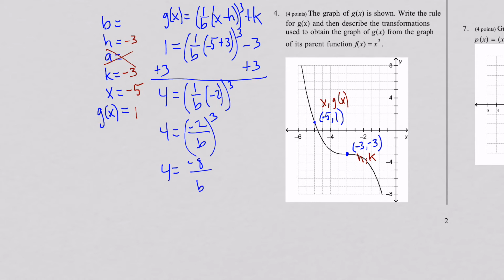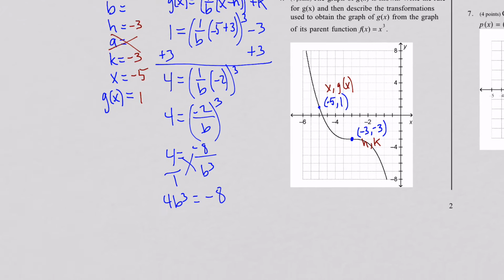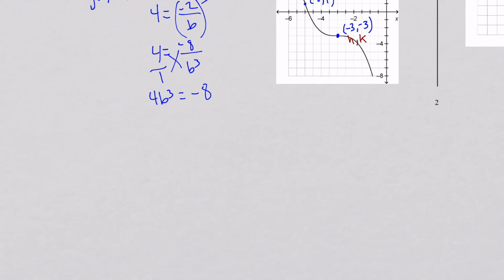And B cubed is B cubed. You have to cube both the numerator and the denominator. And now to finish it, I'm going to make a proportion here and cross multiply, to not make my life difficult. 4B cubed equals negative 8. I'm going to divide by 4 to solve for B. B cubed equals negative 2.